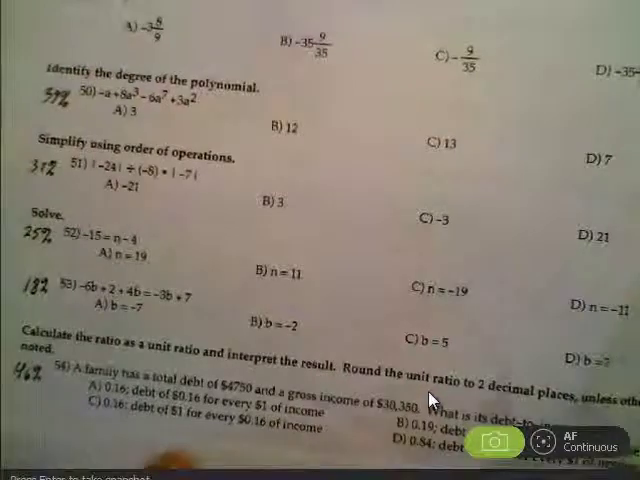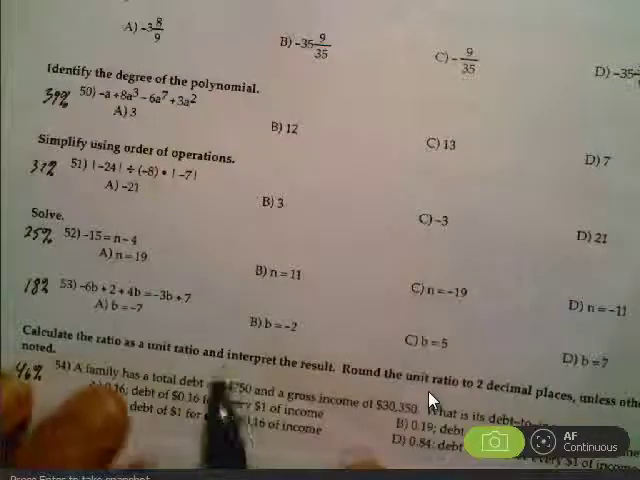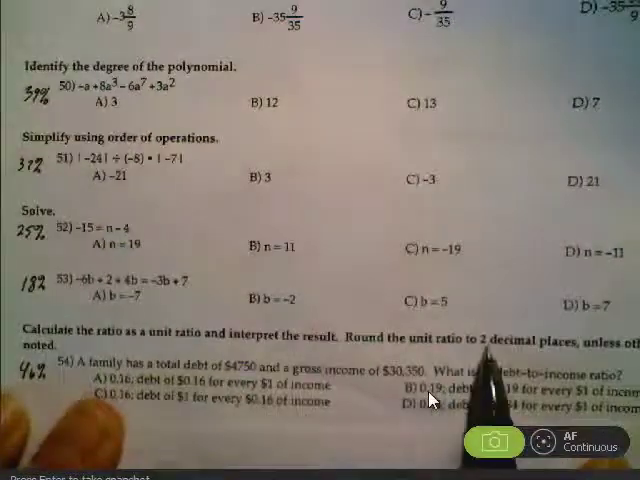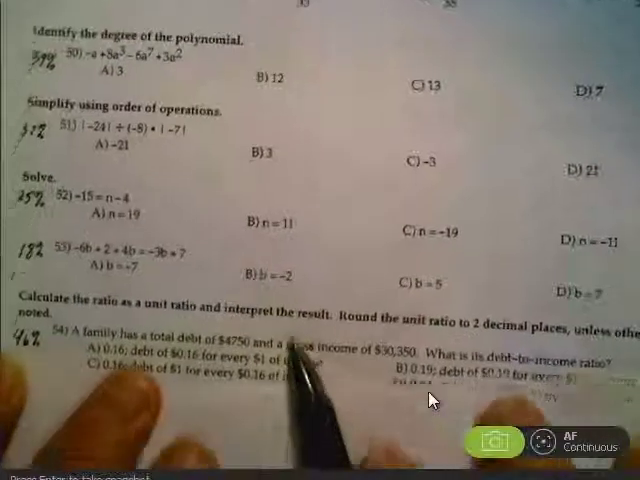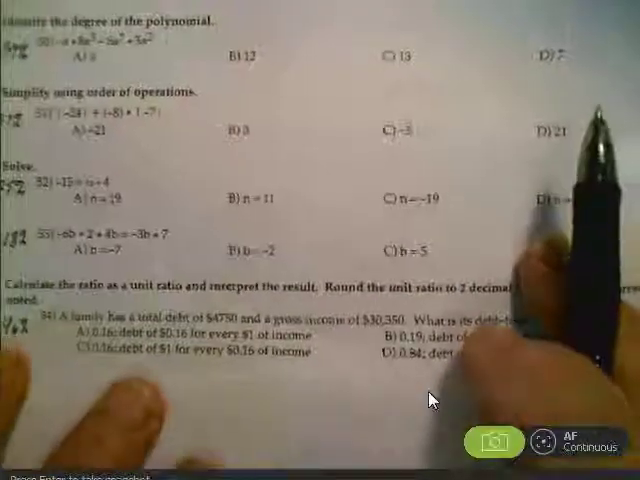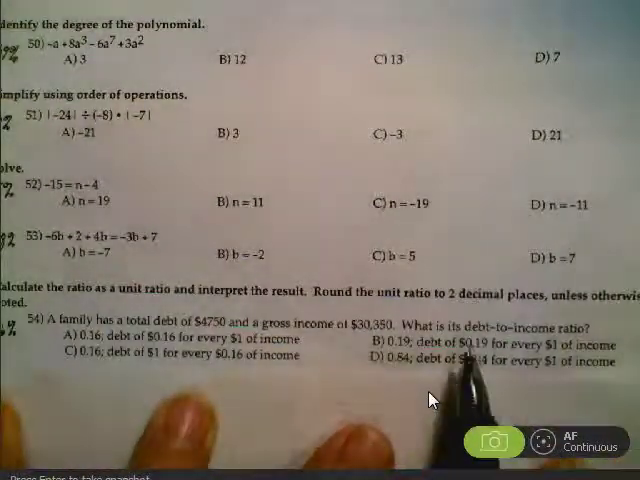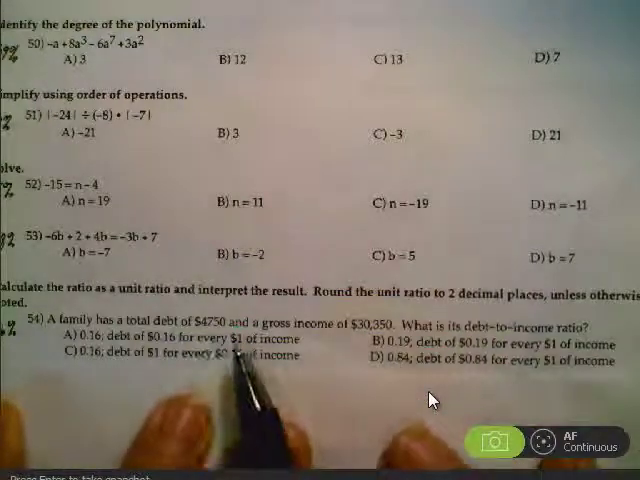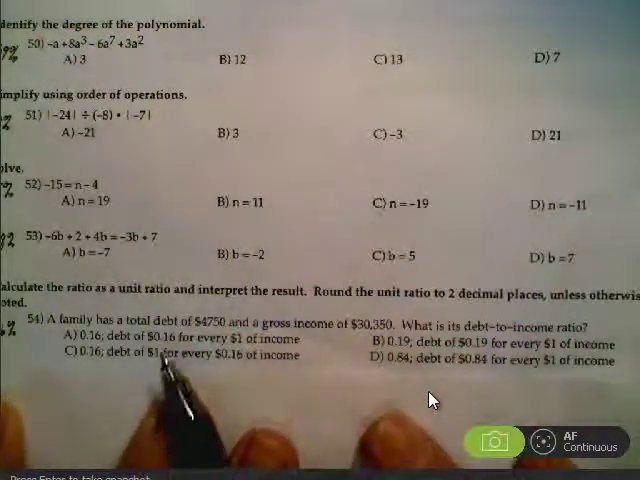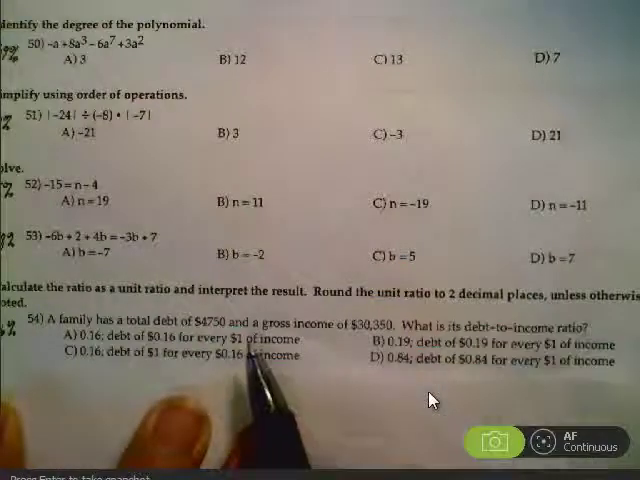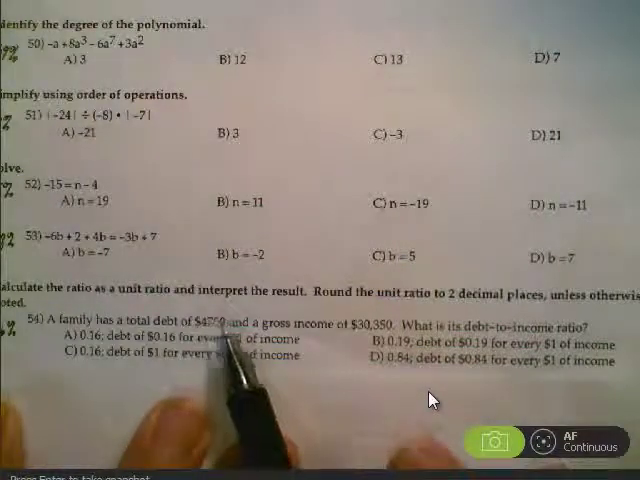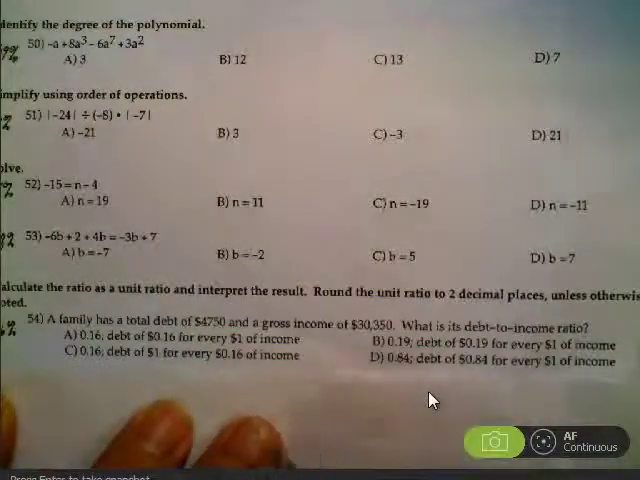Calculate the ratio as a unit ratio and interpret the result. Round the unit ratio to 2 decimal places. So they have debt to income ratio. Okay, so unit ratio, they're kind of telling us, is to $1 because it's in all the answers, but a debt of $475 to a gross income of 30.